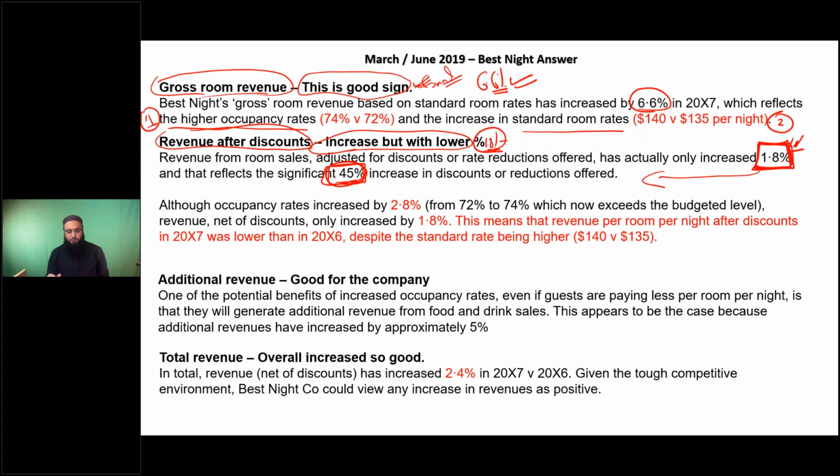Still I managed to increase the revenue by 1.8%. Now, for 6.6, there were two reasons. But what do you think for this 1.8% increase? Is price the reason? Increase in price the reason? Or increase in occupancy the reason? Come on, tell me. For this 1.8% increase, is price the reason? Or occupancy the reason? Or both are the reasons? Come on, this is a test.